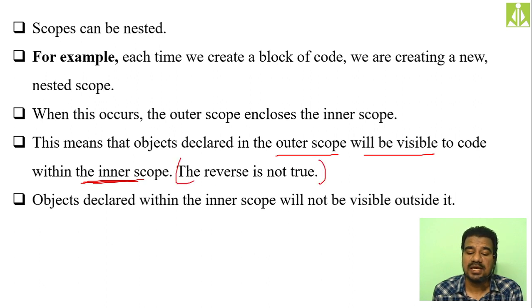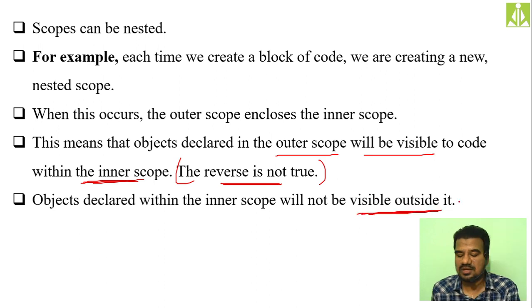Here what he is saying, the reverse is not true. That means inner scope variables you cannot access inside the outer scope code. Okay, outer scope variables you can access inside the inner scope code, but inner scope variables you cannot access inside the outer scope code. So this thing you have to remember. Objects declared within the inner scope will not be visible to the outside. Okay, this thing you have to remember.